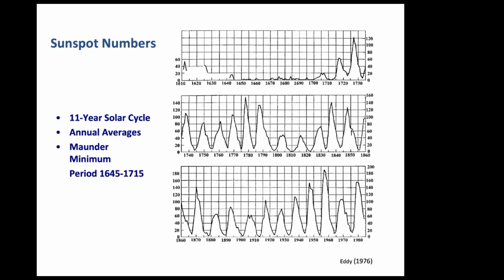Sunspots exhibit an 11-year solar cycle. High sunspot numbers mean the sun is very active, and this leads to intense space weather. From about 1645 to 1715, there was very little solar activity, and this period is known as the Maunder minimum. This period coincides with a very cold period on Earth known as the Little Ice Age. However, it is not clear if the low solar activity was the cause of the Little Ice Age.